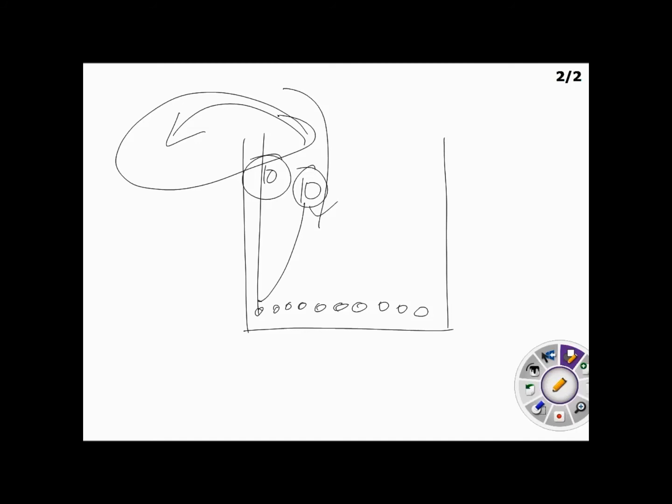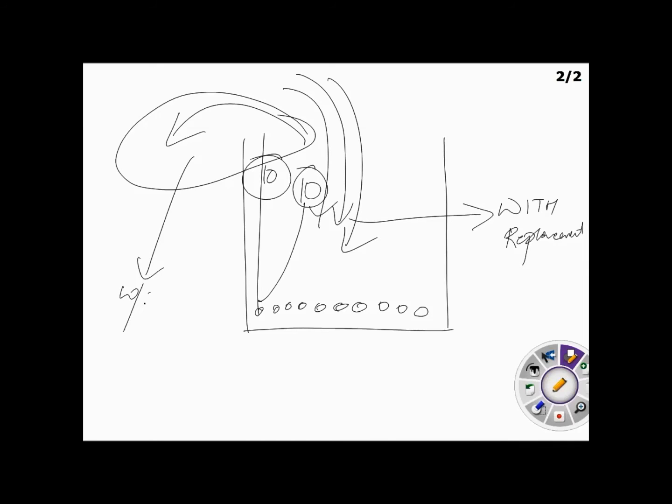So if you see, you are actually putting back into the box. Putting back into the box is known as with replacement. Out of the box is known as without replacement.